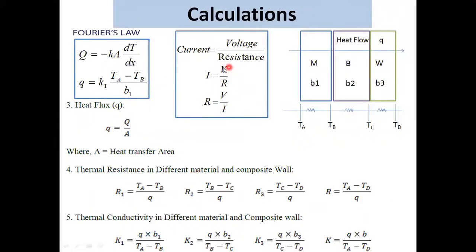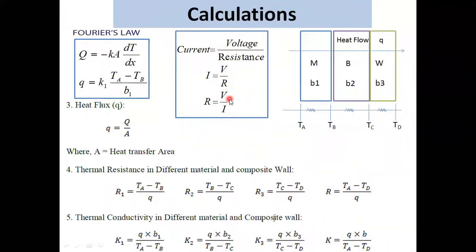So from this equation, R is equal to V by A. This is the electrical resistance, that is voltage difference divided by current. Similarly, thermal resistance is the temperature difference, because the heat is driven by the temperature difference. If the temperature difference is more, heat transfer will be more.